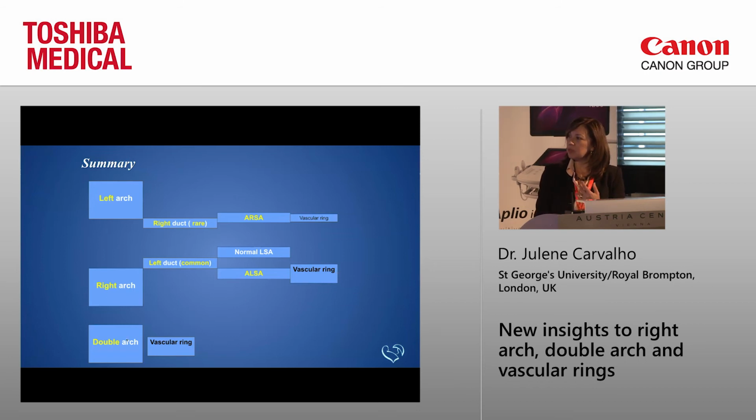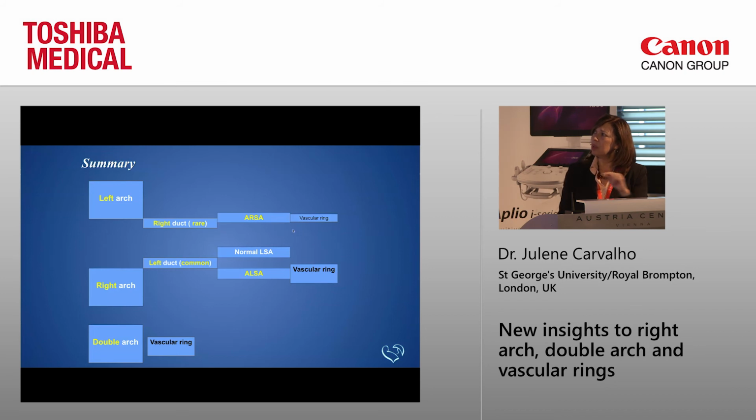If we start from the bottom here, a double arch is a vascular ring. A right arch with a left duct and an aberrant left subclavian artery is a vascular ring. They may not have symptoms, but it forms a ring. And a left arch with a right duct. This is very, very rare with a normal heart. I've never seen that. Usually it's with an intracardiac anomaly, particularly tetralogy of Fallot. So a left arch with a right duct and an aberrant right subclavian artery will form a vascular ring.